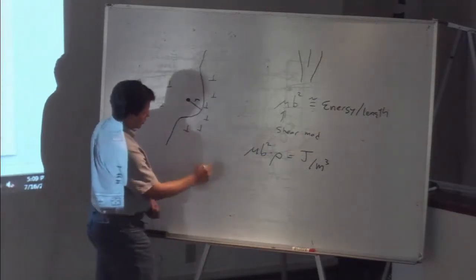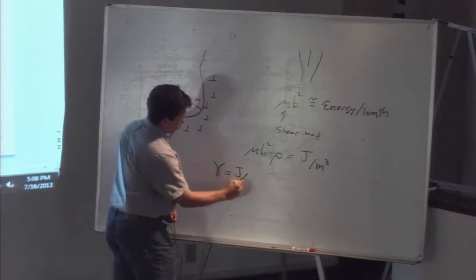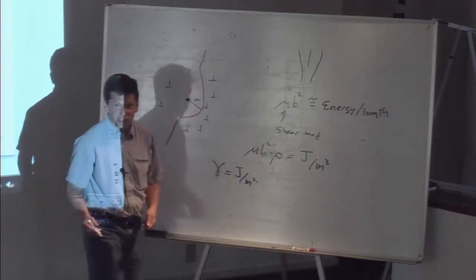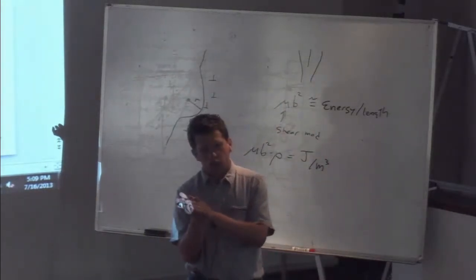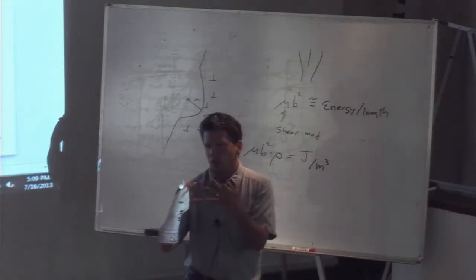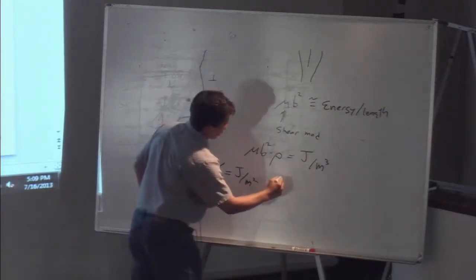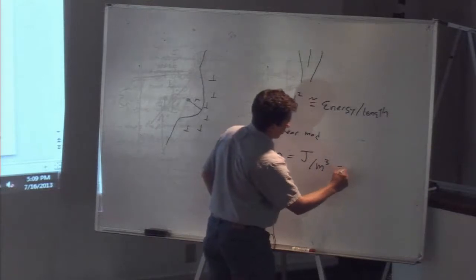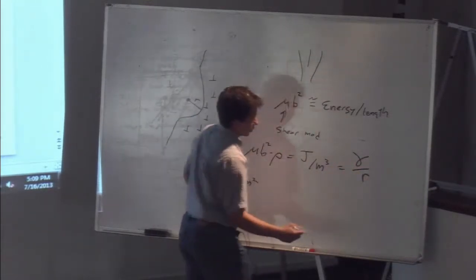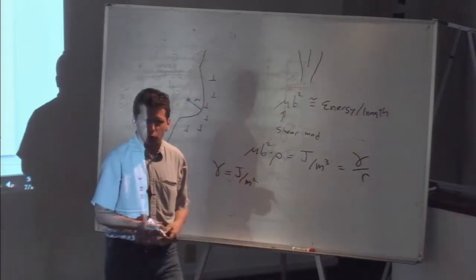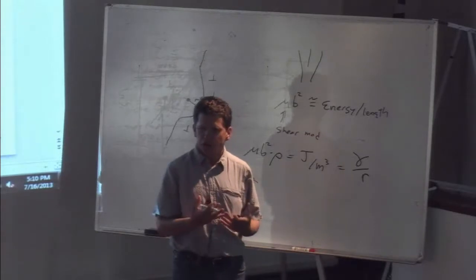And there's something called surface energy. So that's joules per meter squared. Any grain boundary will have some energy associated with it because the bonds don't match very well. And if we take that surface energy and divide it by the radius of curvature, we also get joules per meter cubed, so surface energy density.